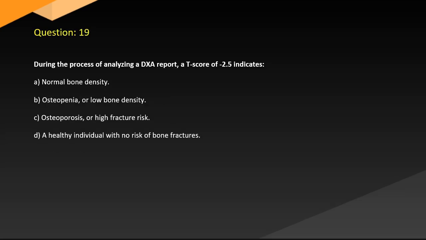Question 19. During the process of analyzing a DXA report, a T-score of -2.5 indicates: A. Normal bone density. B. Osteopenia or low bone density. C. Osteoporosis or high fracture risk. D. A healthy individual with no risk of bone fractures.